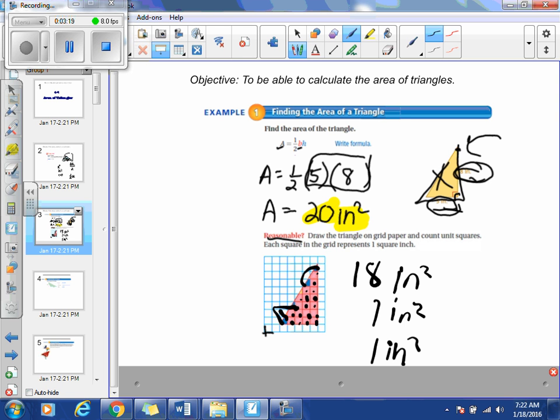This little corner right here and this little corner right here, well, they can maybe go to make a full square inch with that one, because that one wasn't really a full one, it was just close. So do I have approximately 20 square inches covering that triangle? Yes, I do. So it looks like my answer is pretty reasonable.